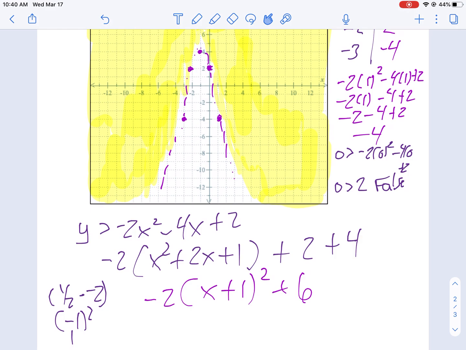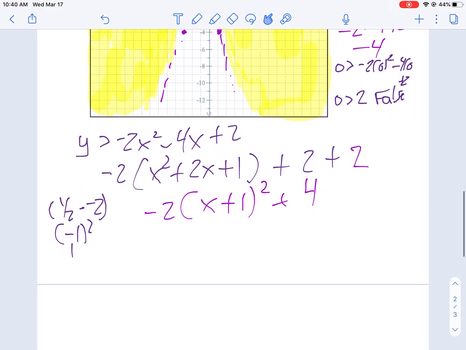Negative 2 times 1 is negative 2. Sorry about that. I just noticed something. Negative 1 times 2 is negative 2. Why did I add 4? I meant to add 2. So in other words, we get 4.